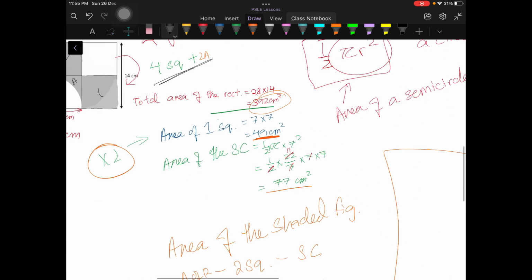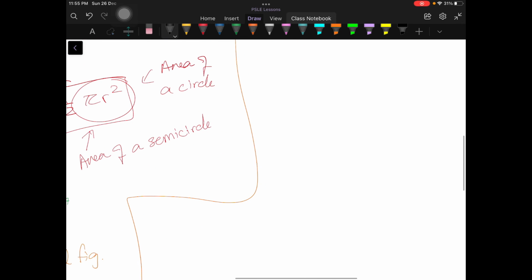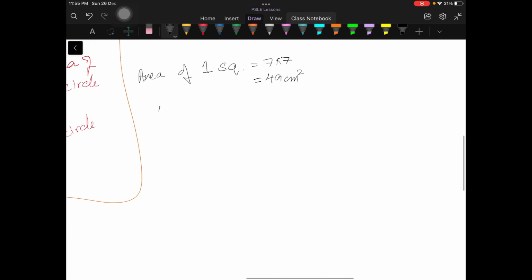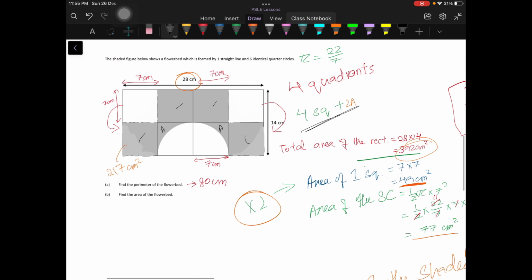So now the area of 1 square is equals to 7 times 7, which gives us 49 square centimeters. So we multiply this by 4 to give us the area of 4 squares, and this would be 196 square centimeters. So the area of 4 squares is 196 square centimeters.